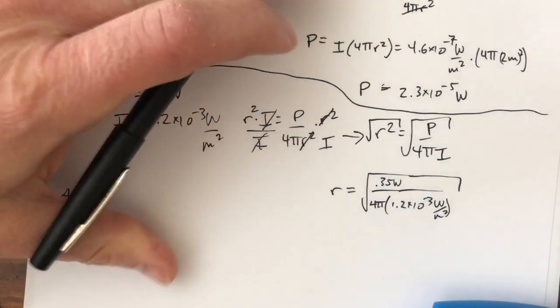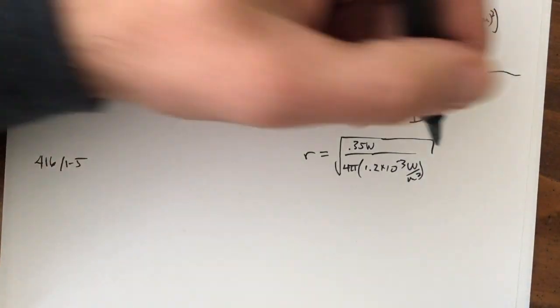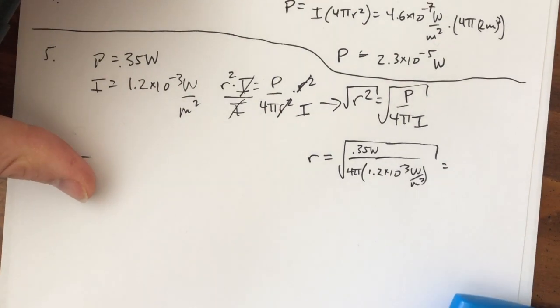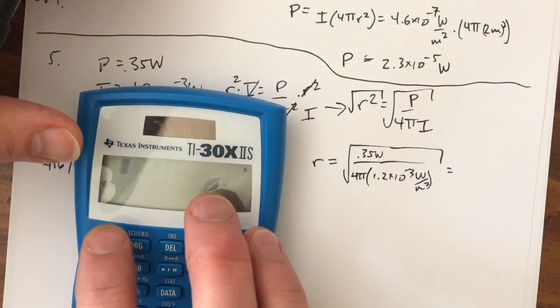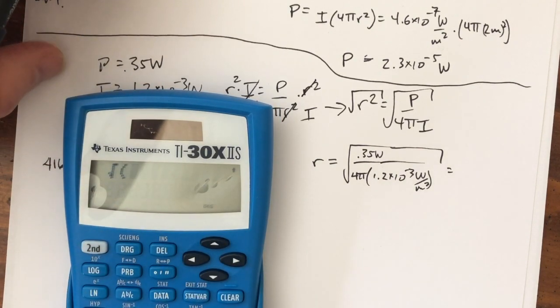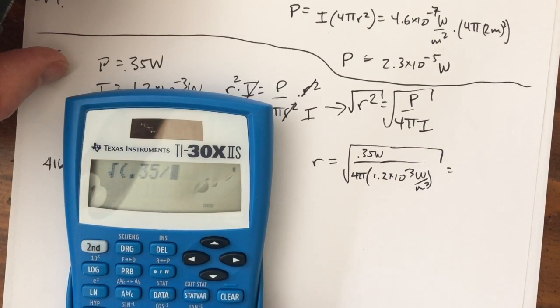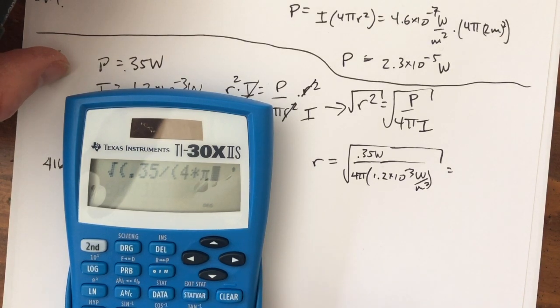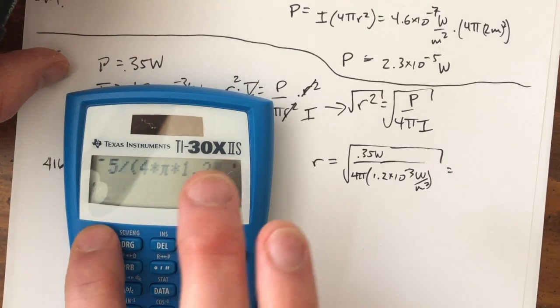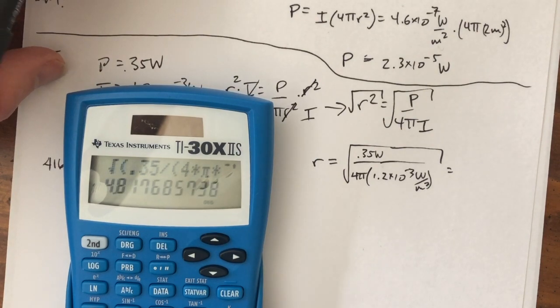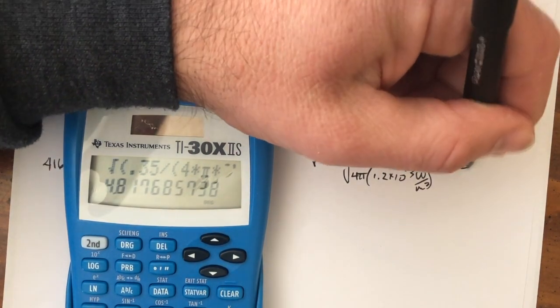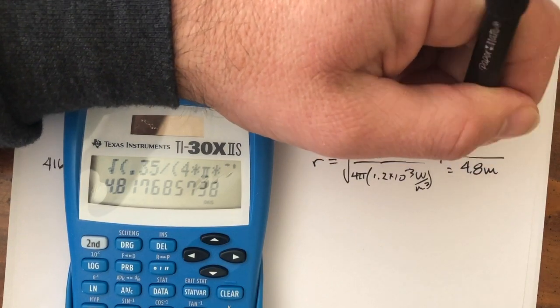And the main thing here is just, keep track on your calculator that you're doing the operation correctly. So I'm going to go the square root of 0.35 divided by, in parentheses, 4 times pi times 1.2 to the negative third. Hit parentheses again. And I get 4.8 meters.